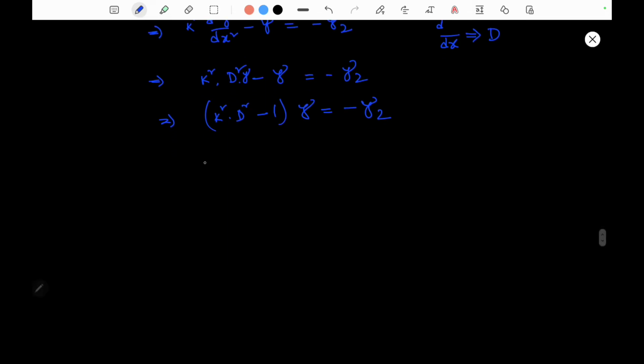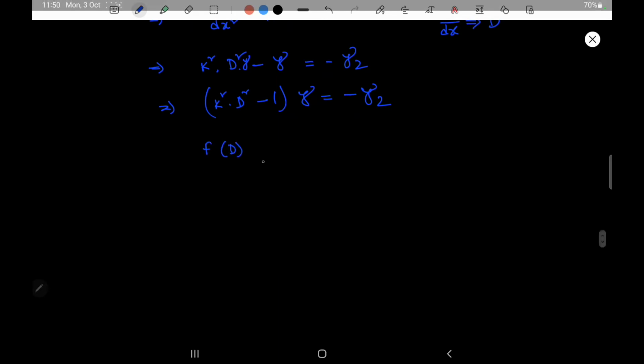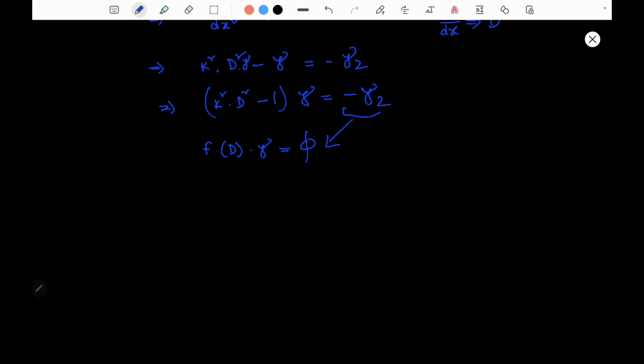Now it will be in the form f(D) into y equal to phi. So here phi is the right hand side; the terms on the right hand side of the equal sign are represented as phi. So this is the phi.